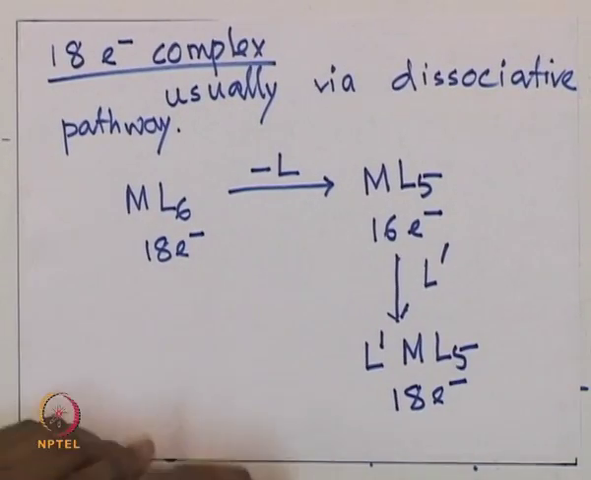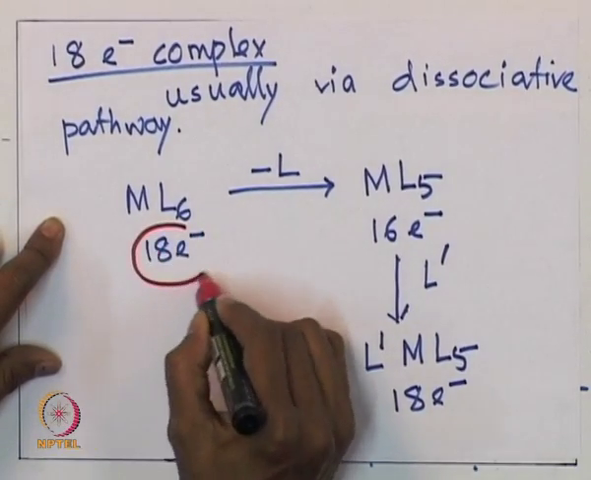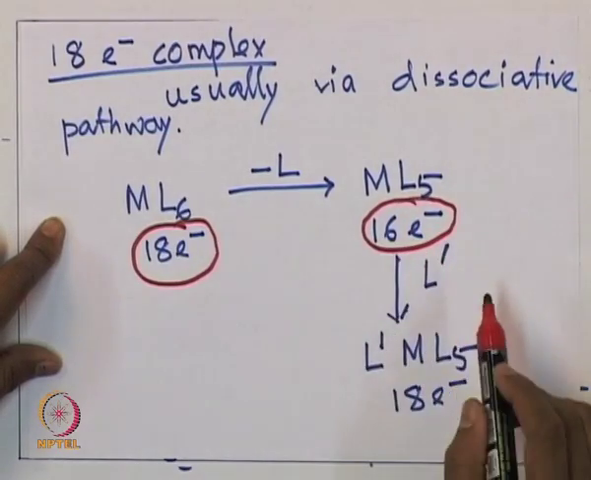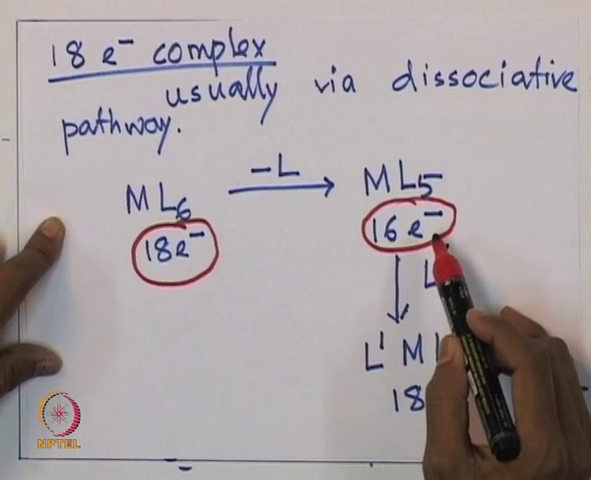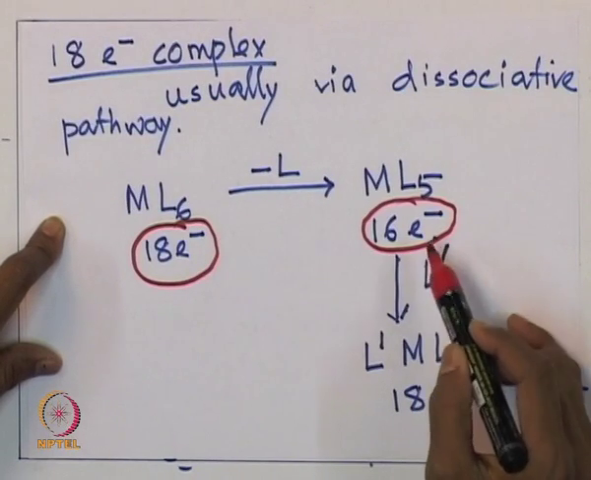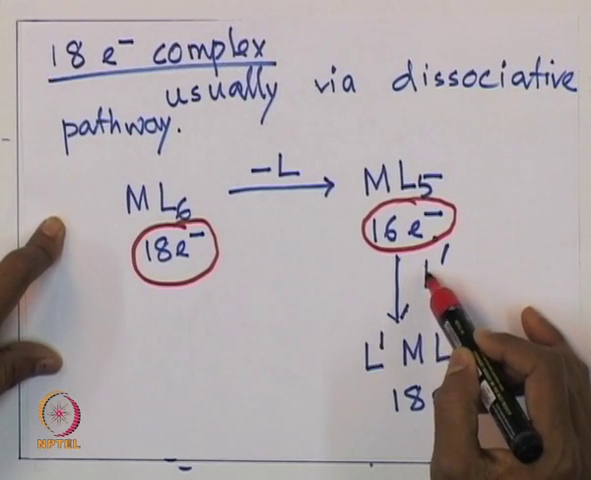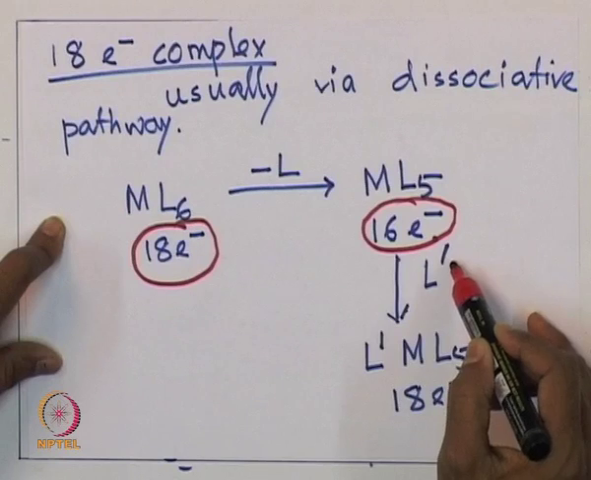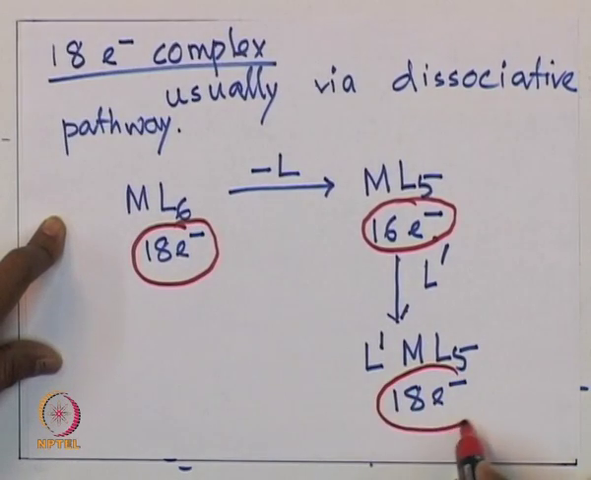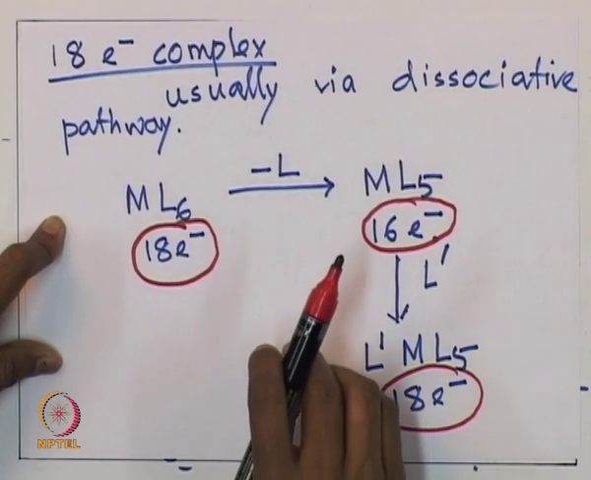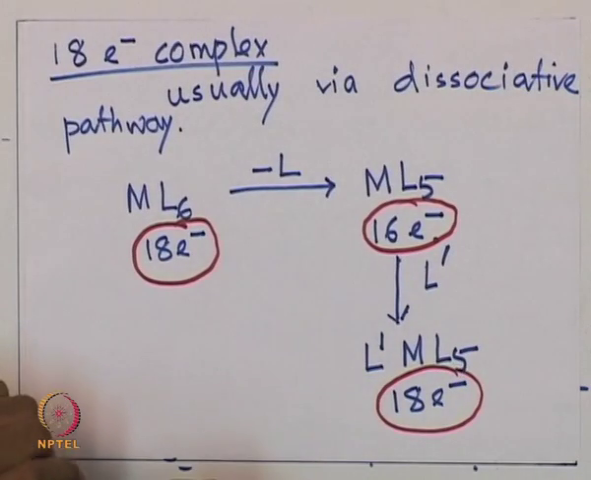So, what have we learned here? That the 18 electron complex starting material will give rise to a 16 electron complex. Now, this 16 electron complex will react with an exogenous ligand, whatever you are using, let us say L prime, to give you an 18 electron complex. I will come to this 18 electron complex very soon. Let us discuss briefly one more time about the 16 electron complex.